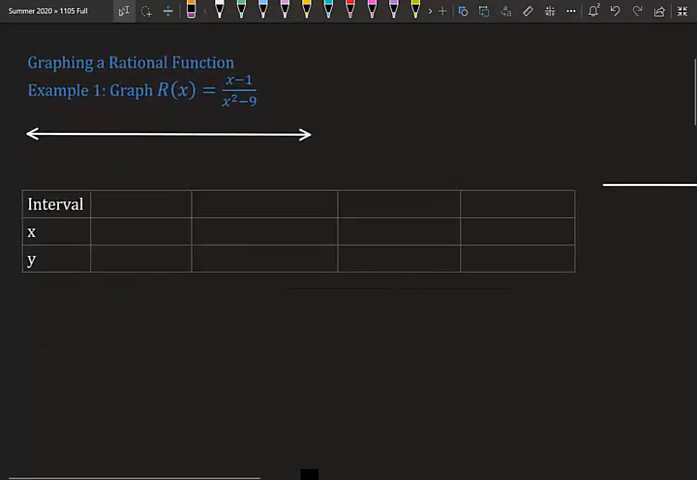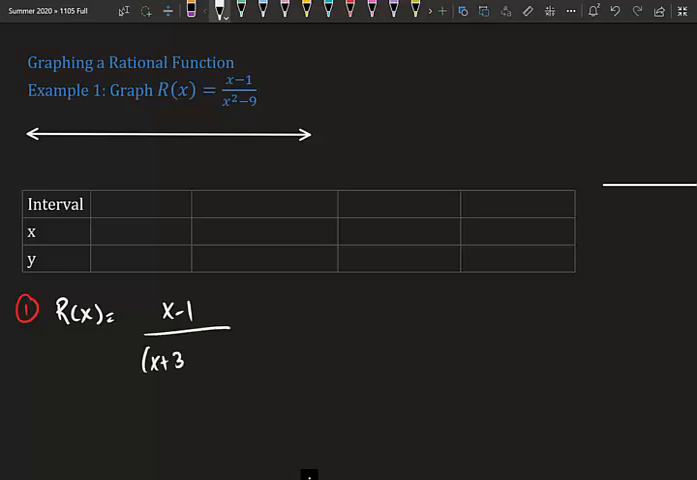All right, so let's graph the rational function x minus 1 over x squared minus 9. So our first step is to factor everything. So on top, I can't do anything there. That's just x minus 1. But on the bottom, we can factor that into x plus 3, x minus 3. Okay, so we factored.